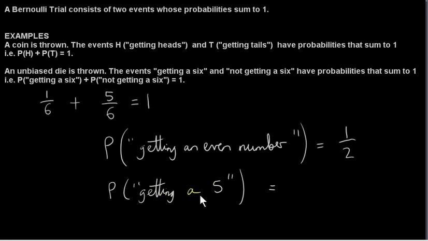We could also consider this event. This is the event of getting a 5. The probability of getting a 5 is 1/6. But you see, if we add these probabilities, half plus 1/6 is 4/6, which is not equal to 1. So these two events, getting an even number and getting a 5 on a single throw of an unbiased die, do not constitute a Bernoulli trial.